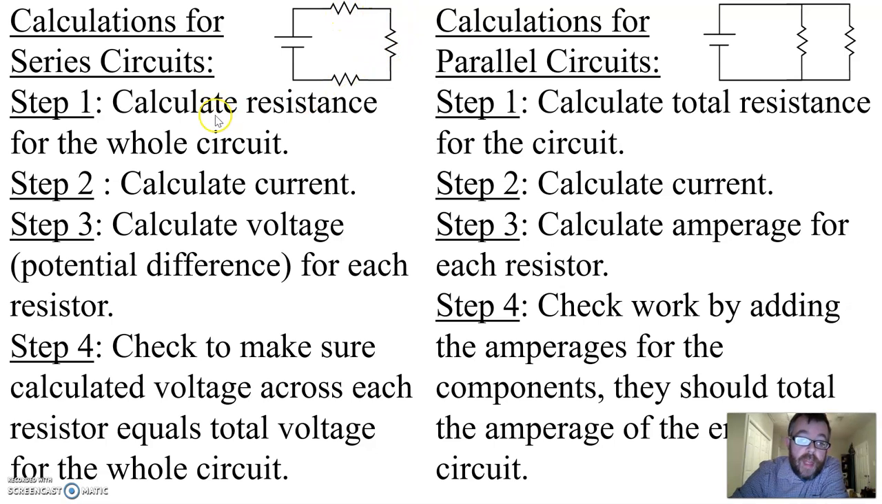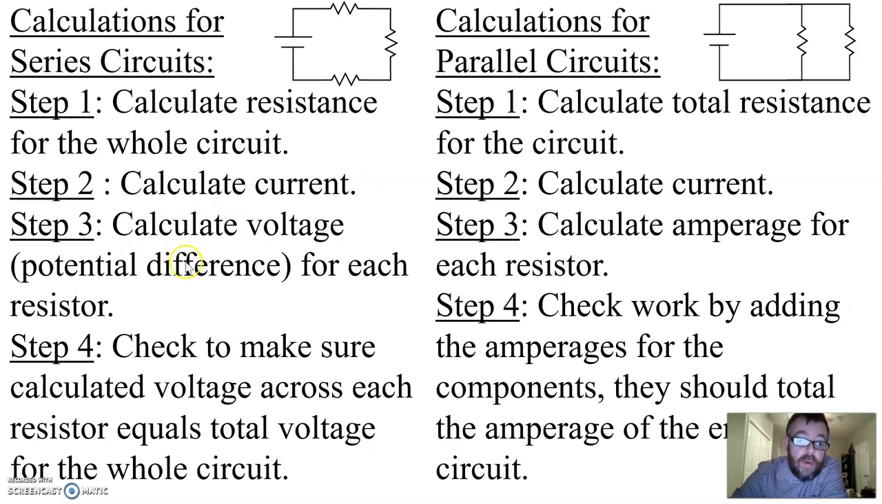3. For that one, you calculate the resistance for the whole circuit, right? We saw how to do that. We saw the formula to do that. R total equals R1 plus R2 plus R3. You'll use that to calculate the current using Ohm's law. I equals V over R.